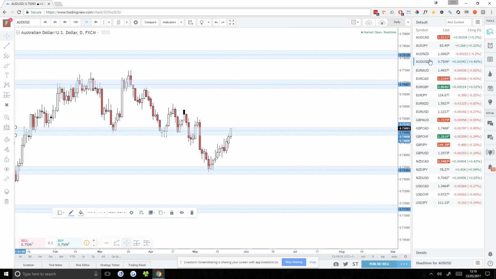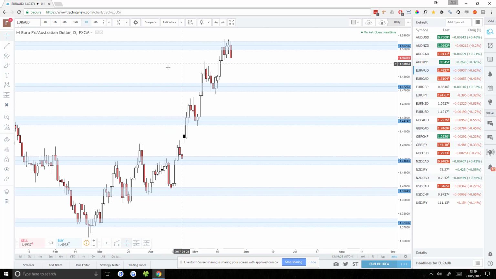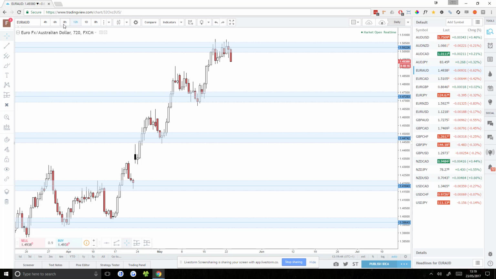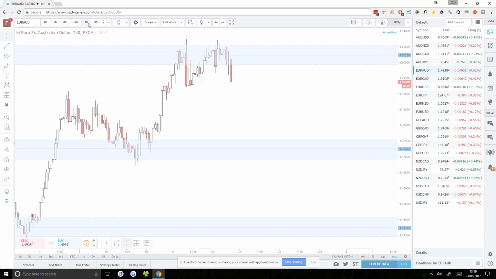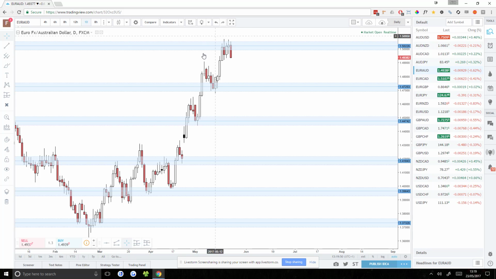AUDUSD, this is so far my top pick for the week. And it's a great pair, AUDUSD. Anyway, let's continue. EURAUD. EURAUD is already pushing down. You know, there's already a reversal here. Like I said, I was being a bit lazy, so I haven't really taken a trade here. Is anyone short on this?